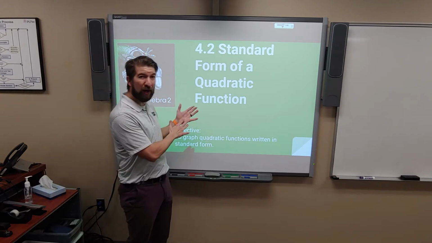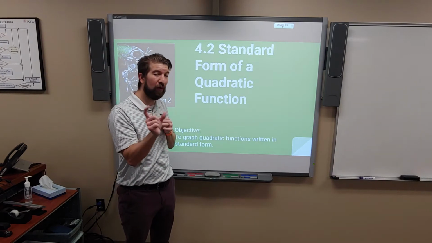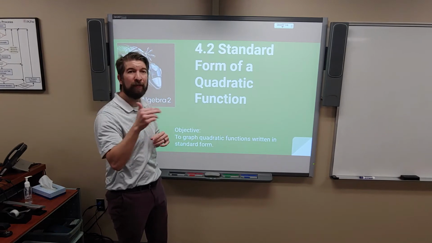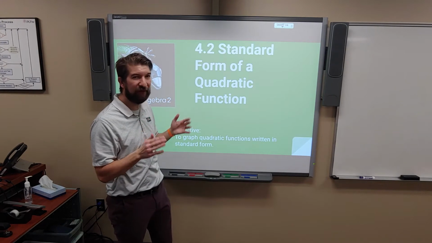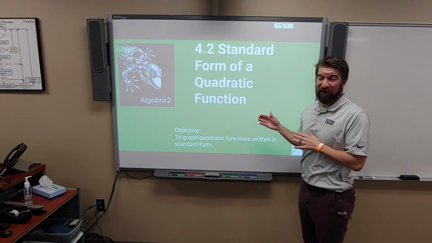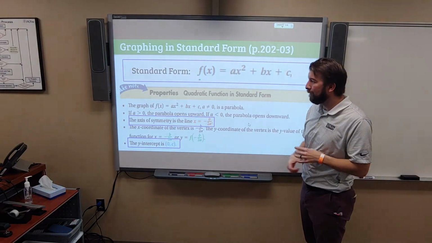So in 4.1, we learned what's called vertex form. That is the easiest form to graph, where you're just dropping numbers, switching signs, you just find the vertex, and you can move on. This one's a little bit more difficult. So let's look at it.